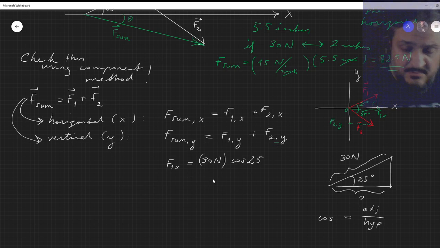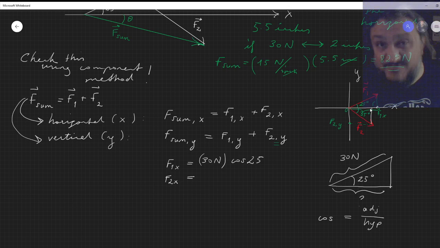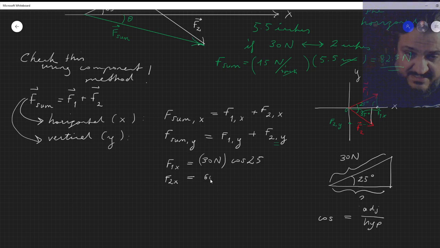And then, using your calculator, let's do F2x using the same logic. Now we have the 35 degrees over here, and we're talking about this right triangle over here. But this side that we're trying to find, which is F2x, is also the side adjacent to 35. So I should write here 60 newtons, because that's the length of F2, 60 newtons times cosine 35 degrees.